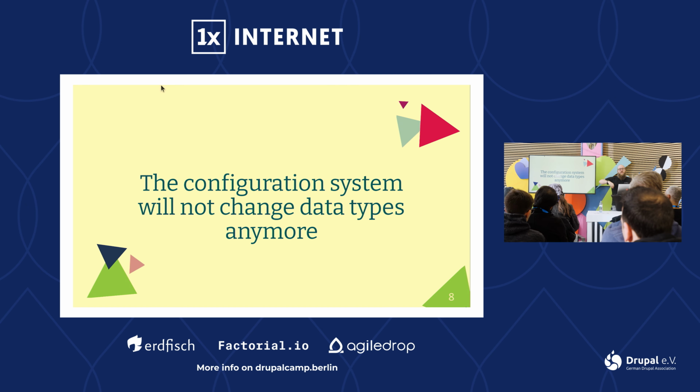But before this was committed, everything was a string all the time when it was in the database. So you would serialize your configuration, Drupal would transform everything into a string, and then when it got back from the database, it would make it into an integer or a float or whatever it was supposed to be. There was no notion of data types or structure or whatsoever.